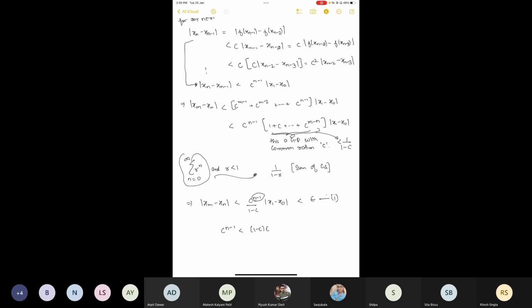divided by x1 minus x naught, right? Sorry, x1 minus x naught. It implies n minus 1 times log c should be less than log of that quantity. So n minus 1 should be greater than log of, say, for timing I'm taking it to be some a, okay.